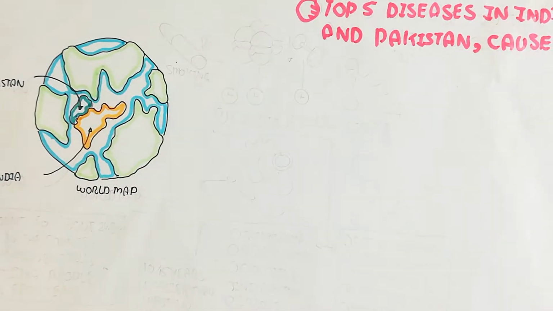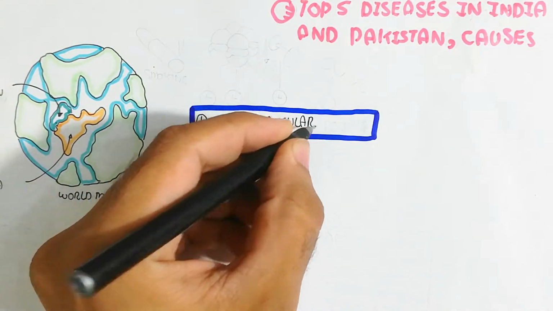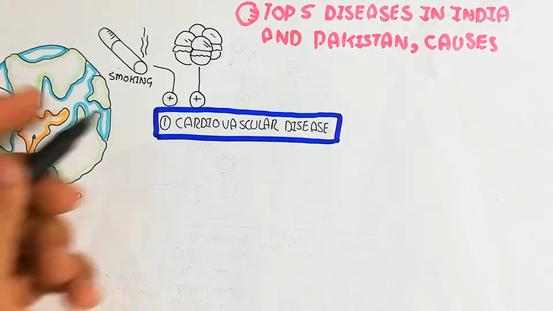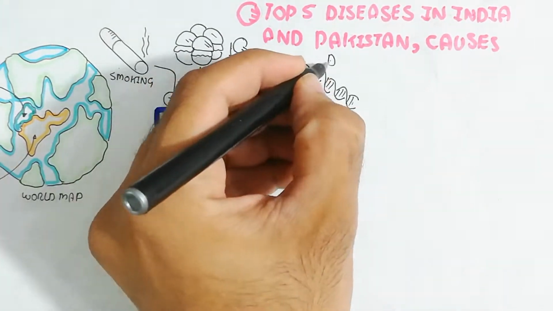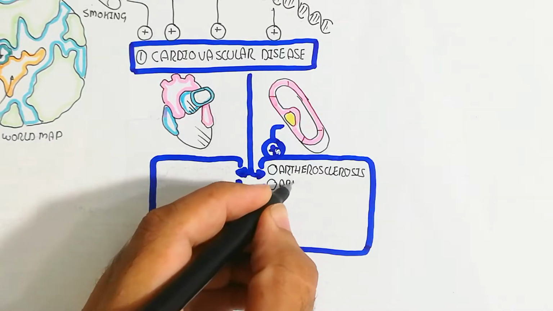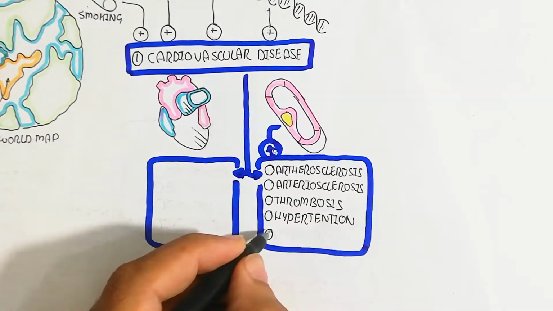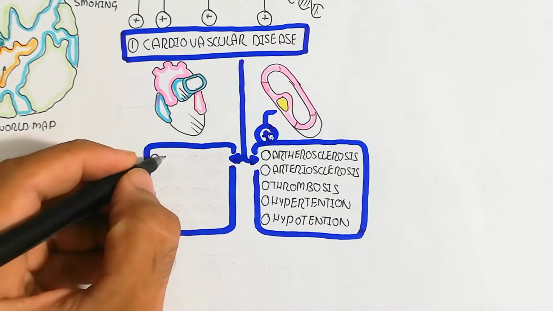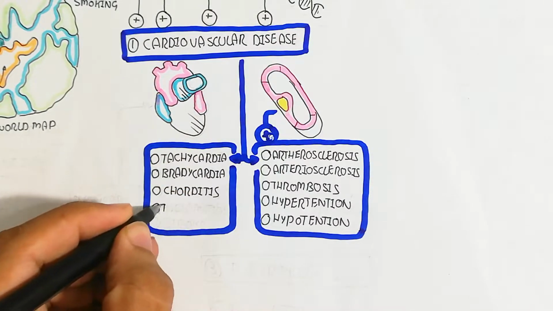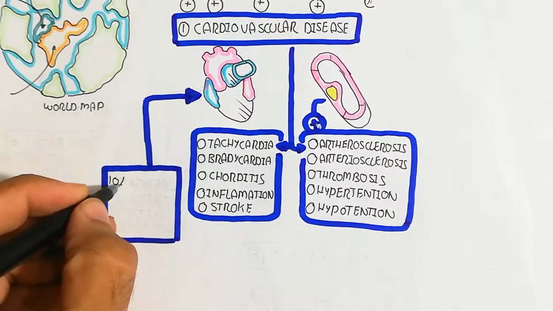So let's begin to understand. Cardiovascular disease is number one, and this disease leads to more deaths than any other. Smoking is a major cause, along with fatty or sugary food and less exercise. On the other hand, there are DNA mutations, the genetic factors. So in this way, there is heart disease and cardiovascular disease of the vessels: arteriosclerosis, thrombosis, hypertension and hypotension. These major diseases lead to death. Also tachycardia, bradycardia, carditis, inflammation, stroke, as well as heart attack, which are due to heart disease, while blood vessel disease is separate.